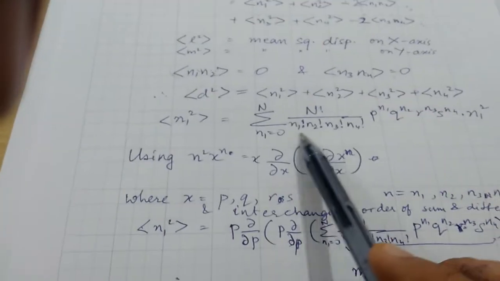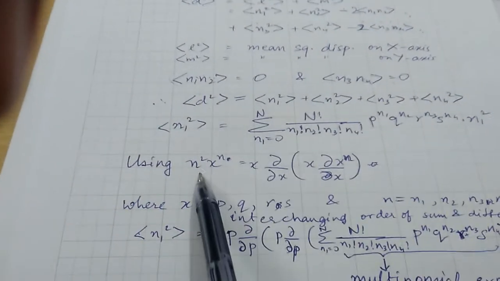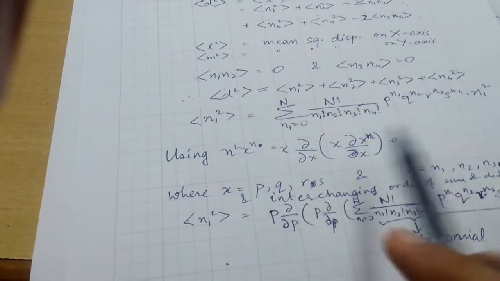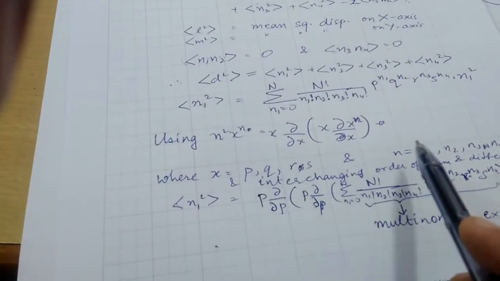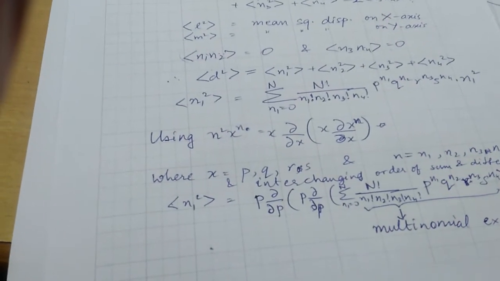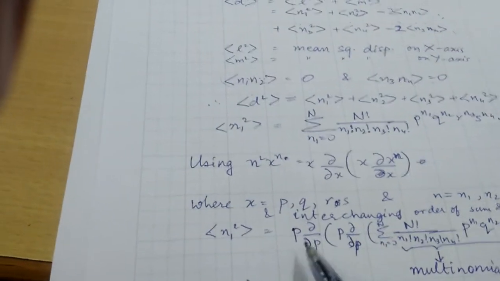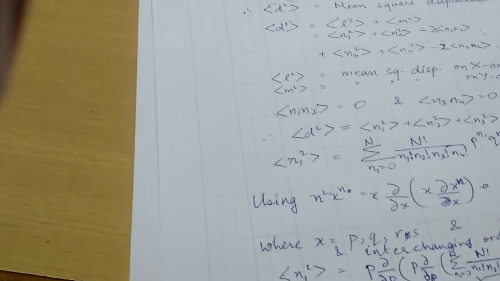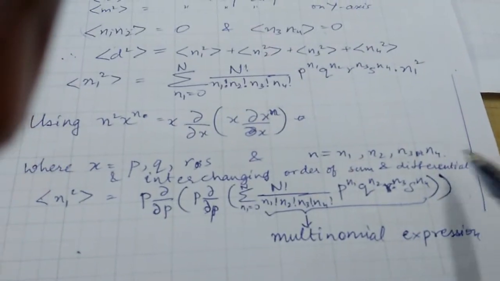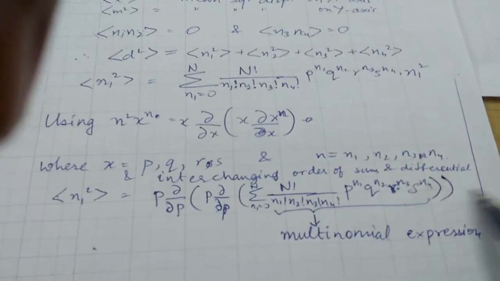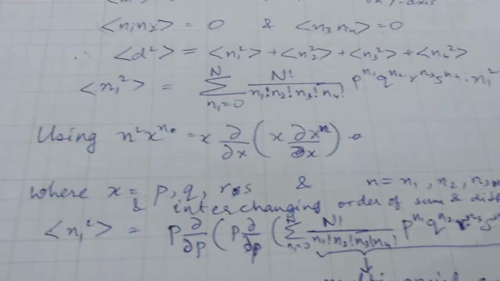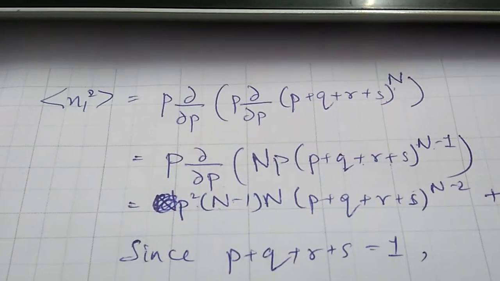So n1 square can be calculated as this, and using n square x raised to n as this, where x is either of p, q, r, s, n is either of n, i running from 1 to 4. n1 square could be written as this. After interchanging the order of sum and differential, this is what you get. Okay, now this is a multinomial expression, so what we get is this.